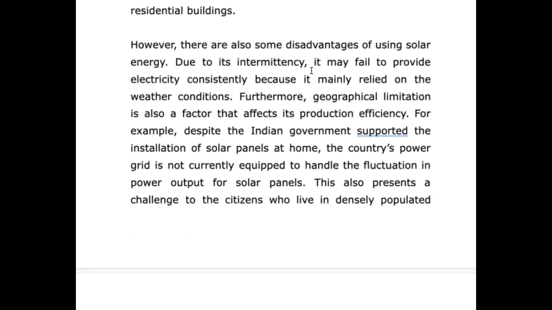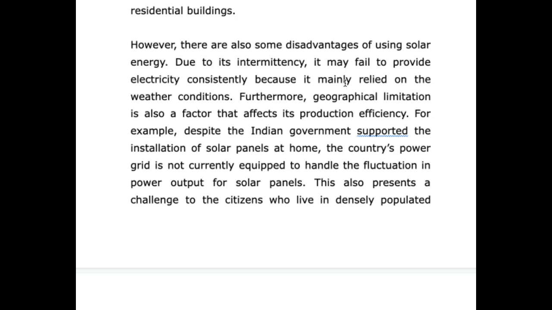However, there are some disadvantages of using solar energy. Due to its intermittency, they fail to provide electricity because it entirely relies on the weather conditions. Furthermore, geographical limitations is also a factor that affects its production efficiency.